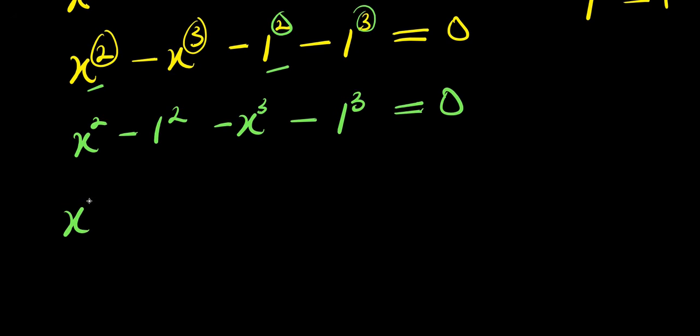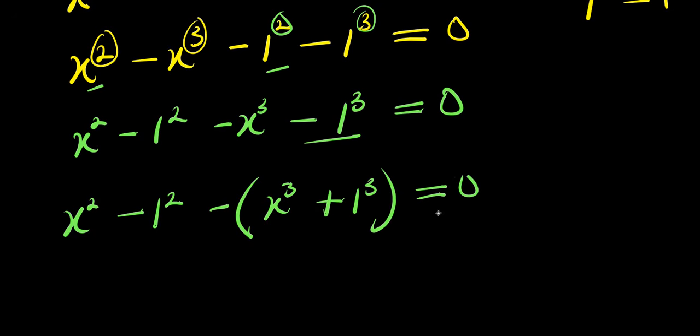From here, I can have x power 2 minus 1 power 2. Then I can factor out this minus. I have x power 3. Then if you divide this by this, you are going to have plus 1 power 3, and this equals 0.